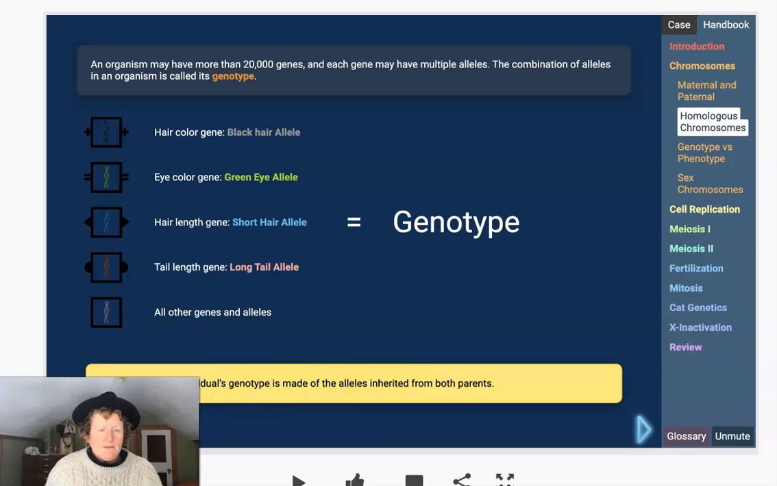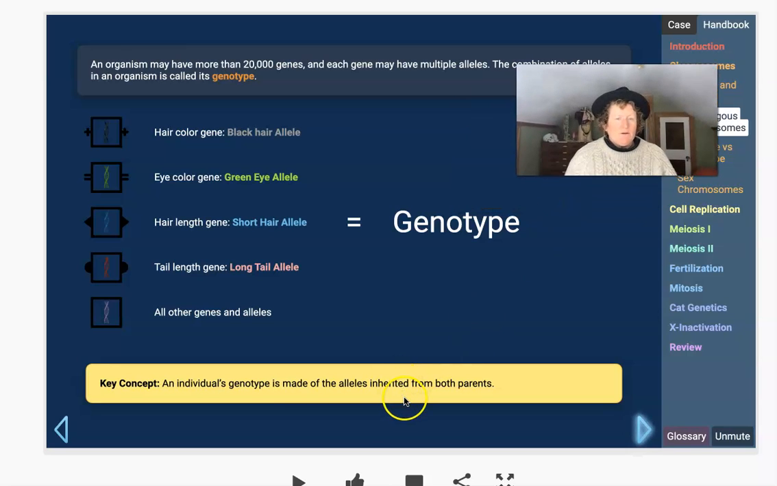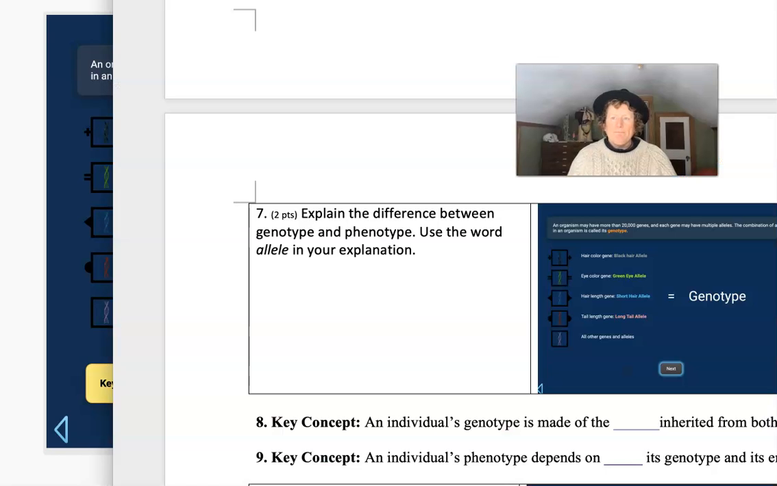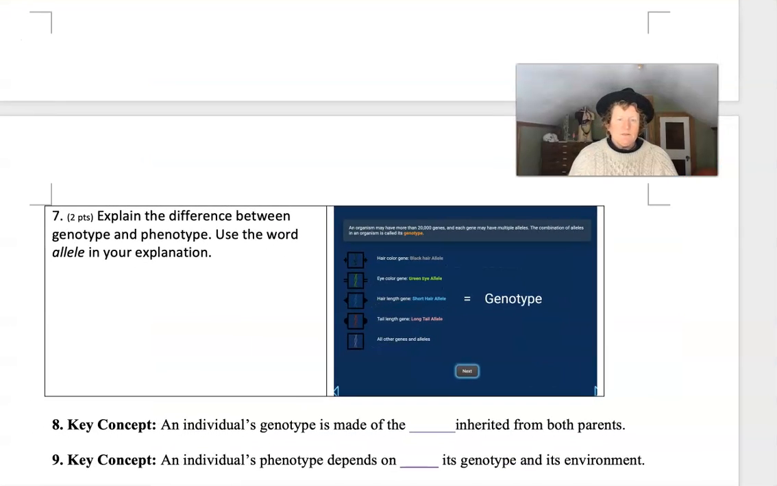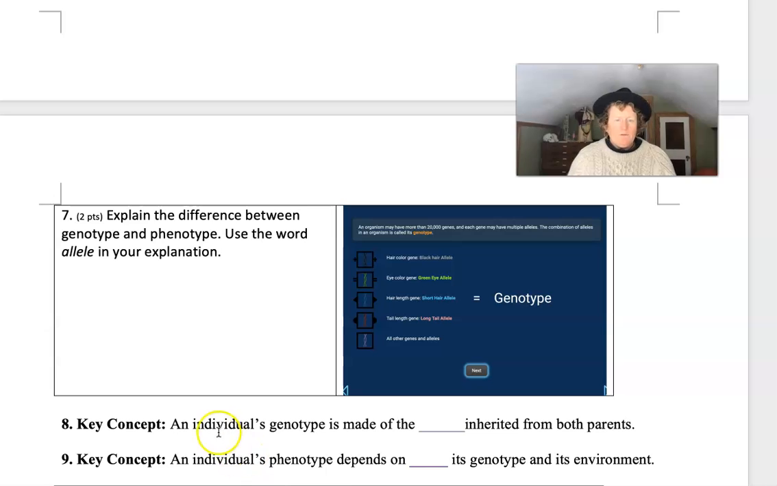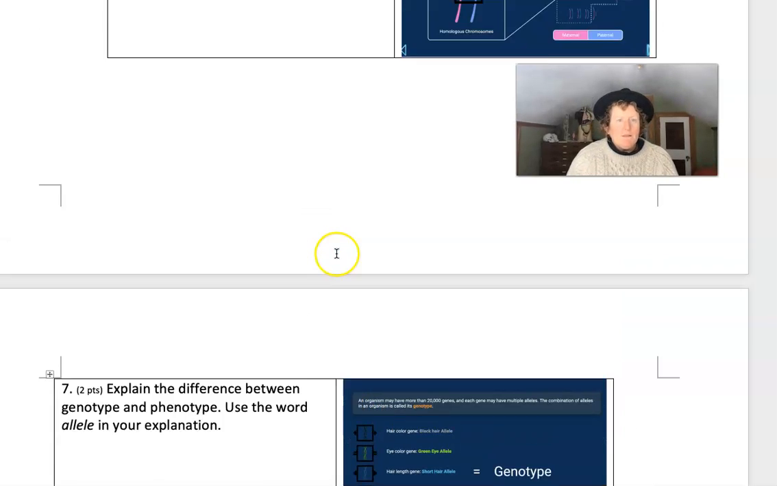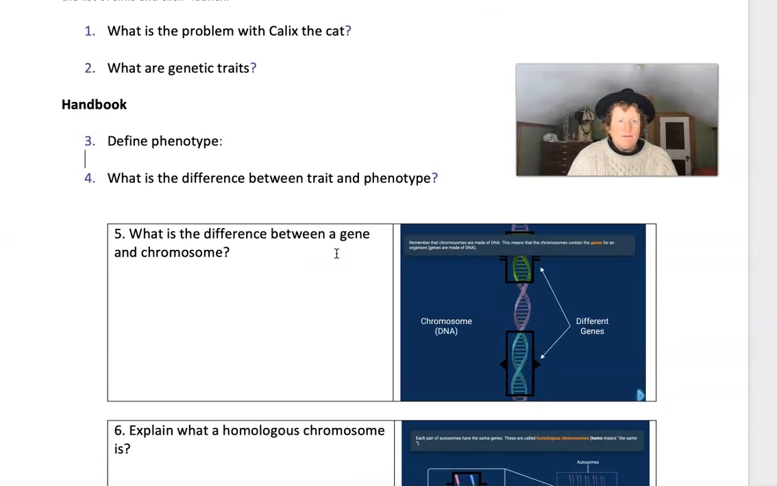So here's a key concept. An individual's genotype is made of the alleles inherited from both parents. I bet you need to know this. An individual's genotype is made out of what inherited from both parents? We just looked at that. Let's go back here for a second.